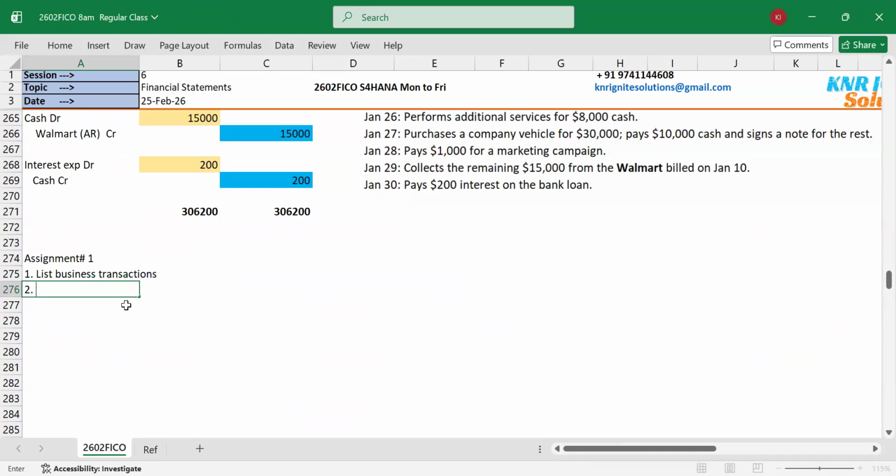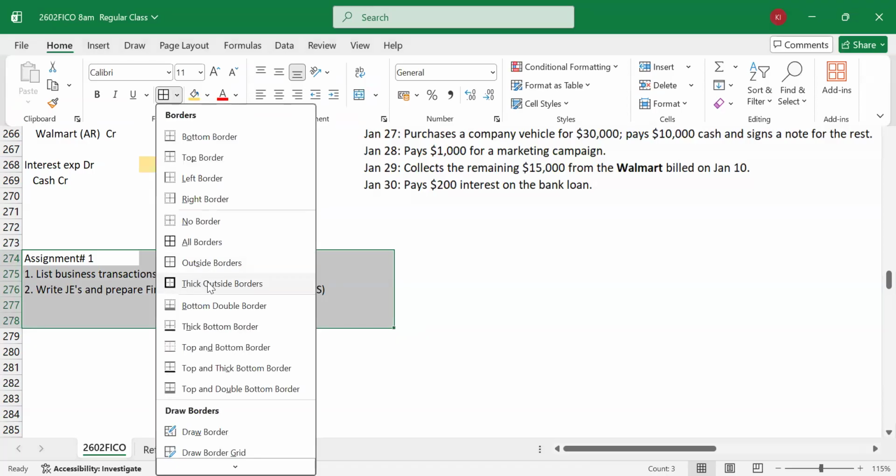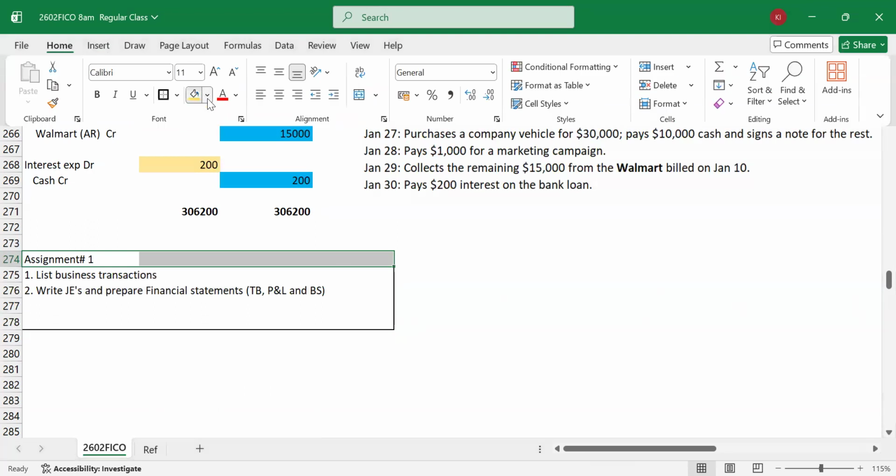Like I mentioned, maybe you can list down your own transactions, or if you want to copy the same thing, that's okay. Write JEs, journal entries. Then prepare all financial statements: your TB, P&L, and balance sheet. That way you will understand where you are lacking and what exactly help you need. Then I can help you wherever you get stuck. Feel free to ask me for help.